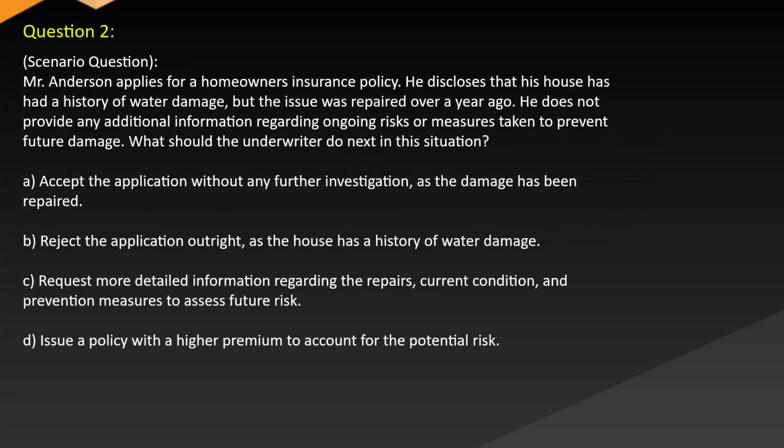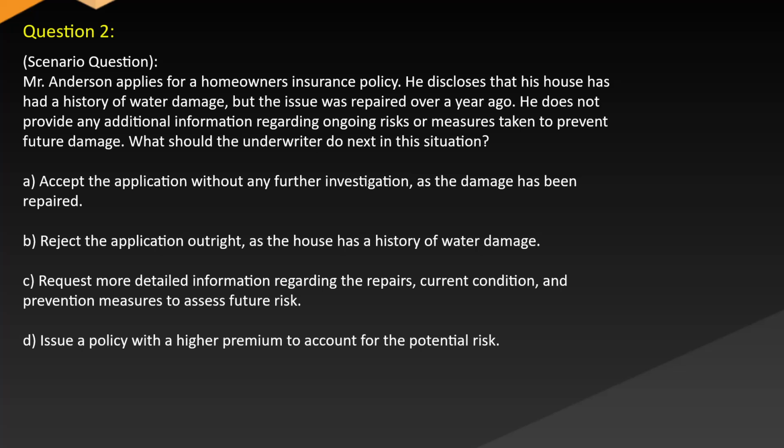Question 2, scenario question. Mr. Anderson applies for a homeowner's insurance policy. He discloses that his house has had a history of water damage, but the issue was repaired over a year ago. He does not provide any additional information regarding ongoing risks or measures taken to prevent future damage. What should the underwriter do next in this situation?